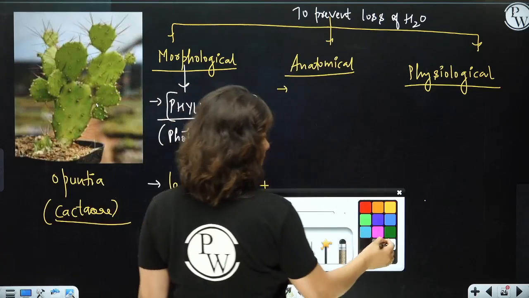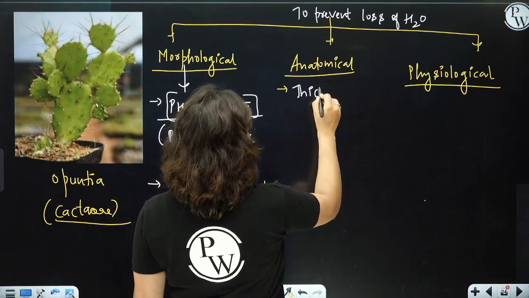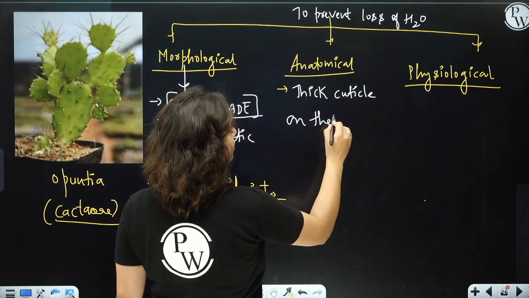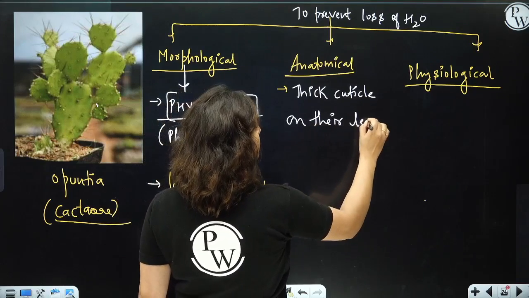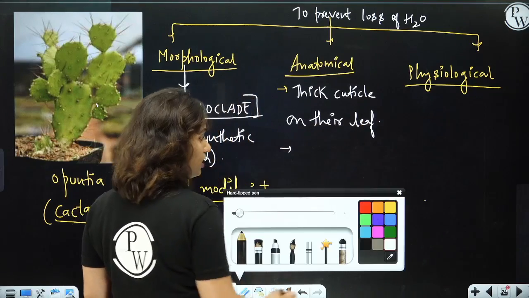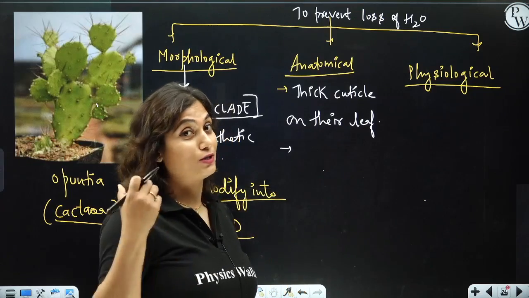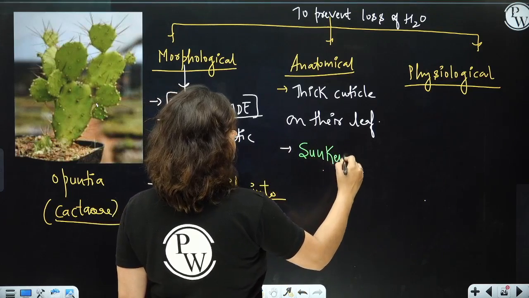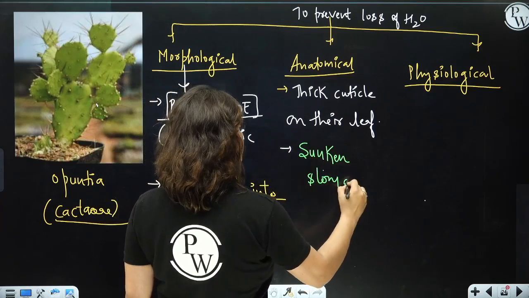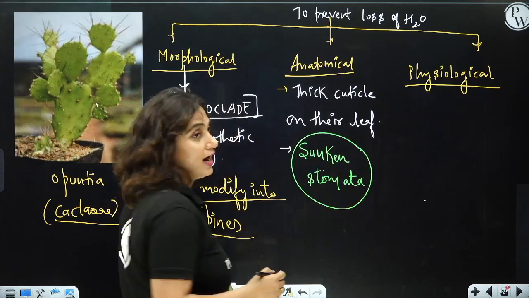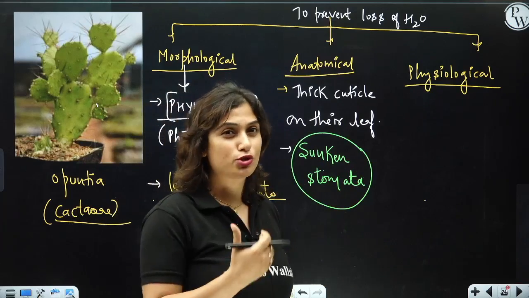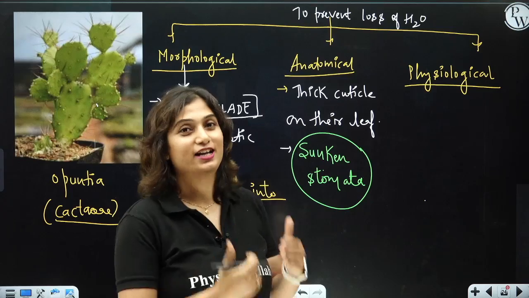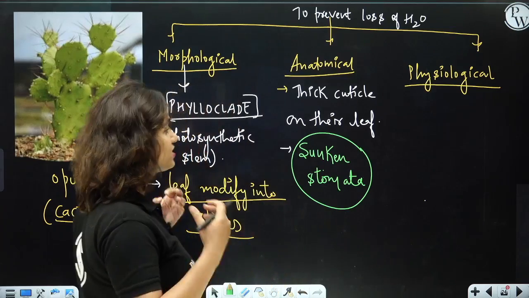Anatomical adaptations are that they have a thick cuticle on their leaves. You know that the cuticle is the waxy covering found on the leaves which prevents the loss of water. So because of a thick covering of cuticle on their leaves, the loss of water is prevented. And they have sunken stomata. That means their stomata are not exposed towards the outside in the epidermis, but are embedded towards the inner side in the epidermis.